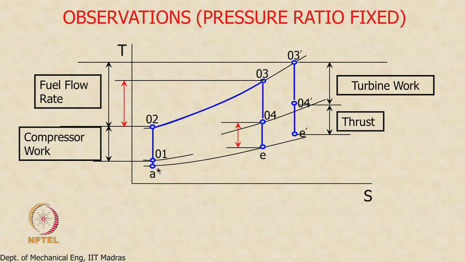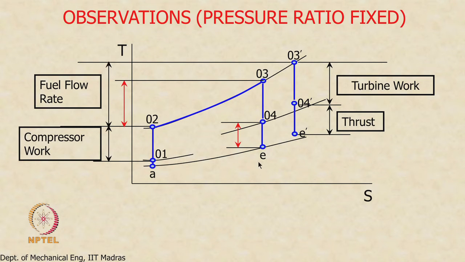So now we can see that the fuel flow rate has increased from this value to this value, because this has gone from here to there. Turbine work has remained the same, but the thrust has changed from here to there, and there is also a pressure thrust which we are going to realize now, which was not there before.